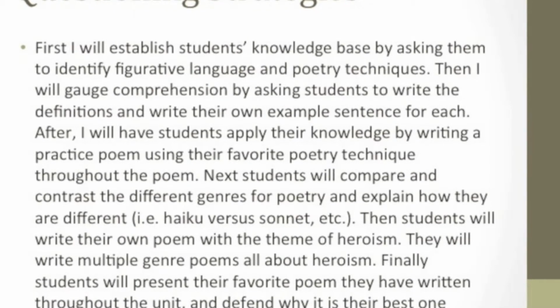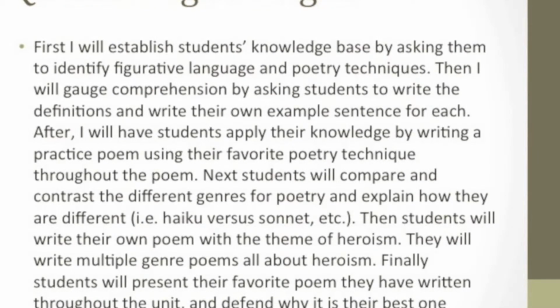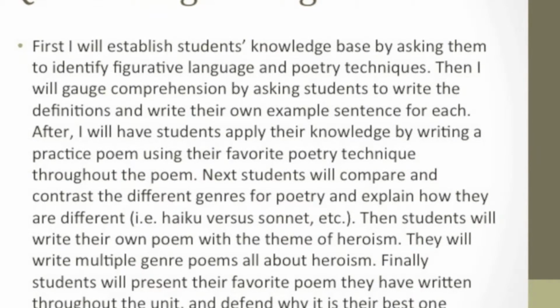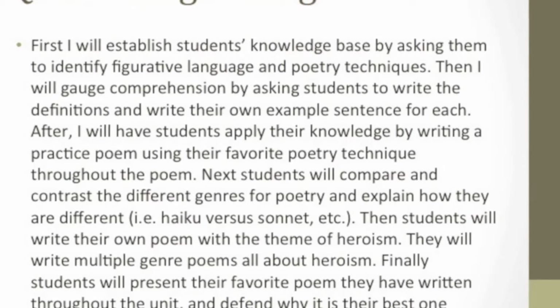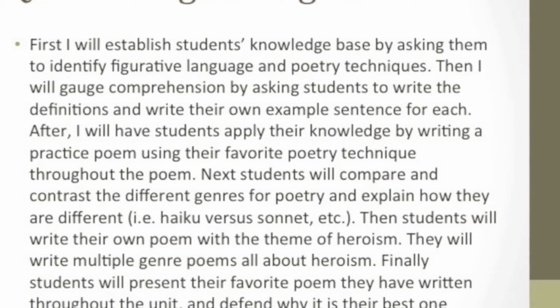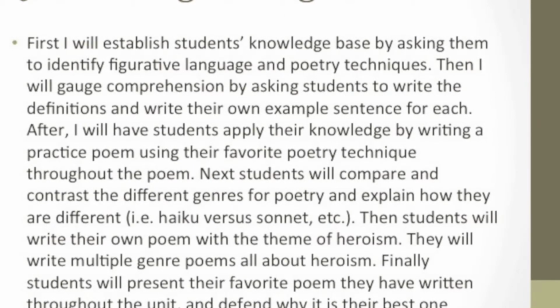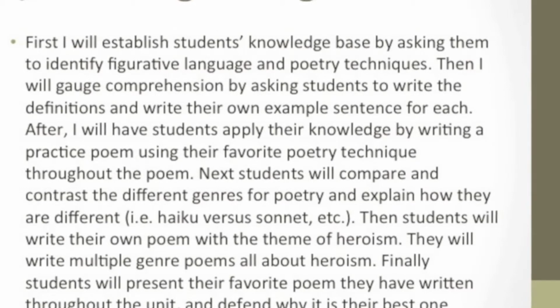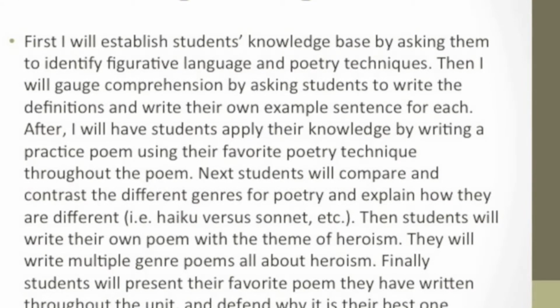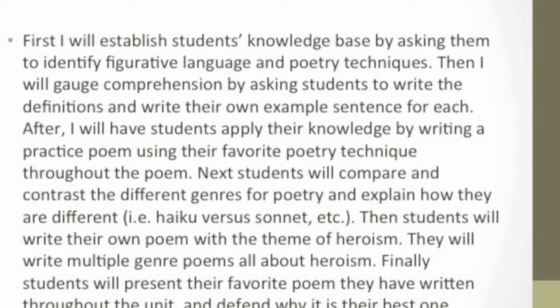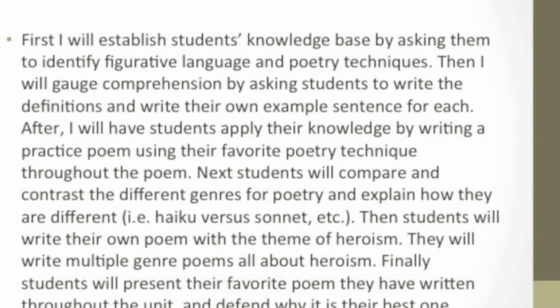Next, students will compare and contrast the different genres for poetry and explain how they are different, i.e. haiku versus sonnet. Then, students will write their own poem with the theme of heroism. They will write multiple genre poems all about heroism. Finally, students will present their favorite poem that they have written throughout the unit and defend why it is the best one they've written.